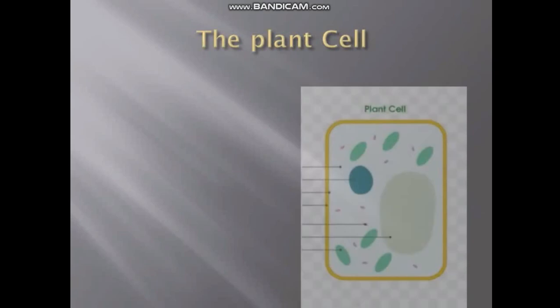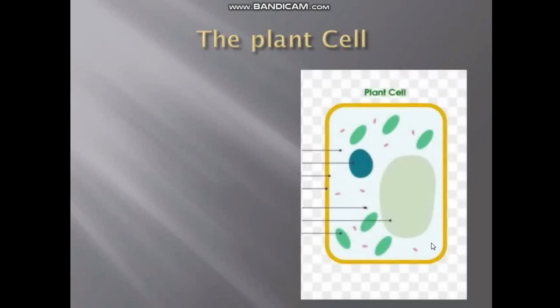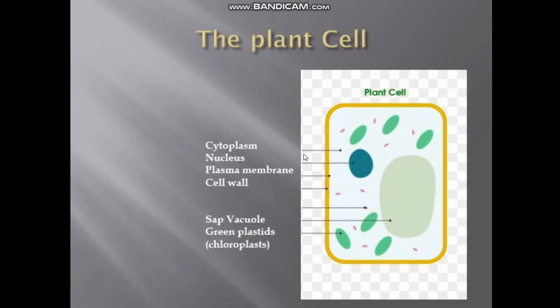Let's talk about the plant cell, and here we are going to see the difference between animal cell and plant cell in its structure. The plant cell also consists of the cytoplasm, the nucleus, as you see, the plasma membrane from the outside, and there is a new structure which is called the cell wall. Okay, it is on the outside also, and the green plastids or the chloroplasts. The green plastids, these green structures, are called the chloroplasts, and this large circle is the sap.